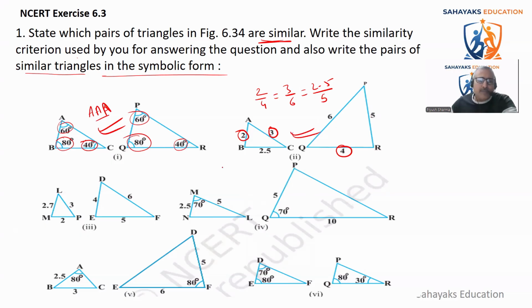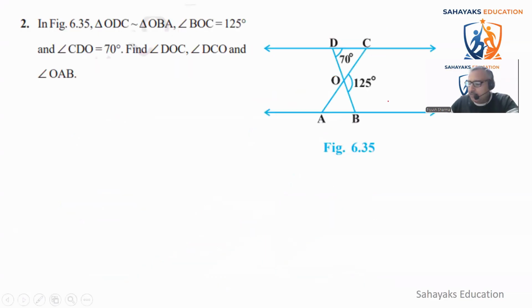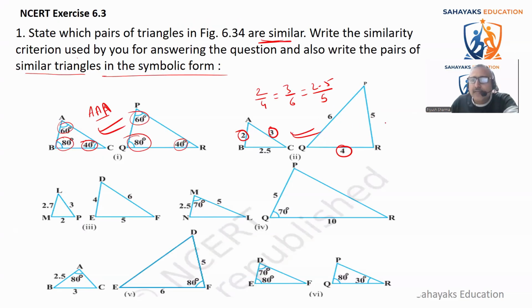Now coming to the next one. Okay, why are they similar? We have to write that also. I did not mention it. They are similar by the SSS similarity rule. All sides are proportionate to the other sides of the triangle.